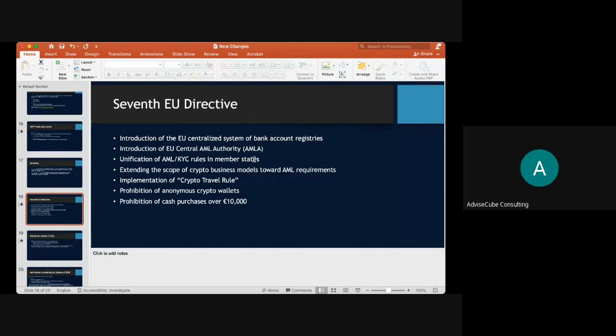Now, within these EU directives, they have mentioned the introduction of an EU centralized system of bank account registries. That means they will now have a register of all the accounts that a customer is maintaining within all the banks in the EU. Previously, that was not the case. They were talking about how sharing data is a major hassle. Due to data privacy issues, you cannot share your data with all other banks.